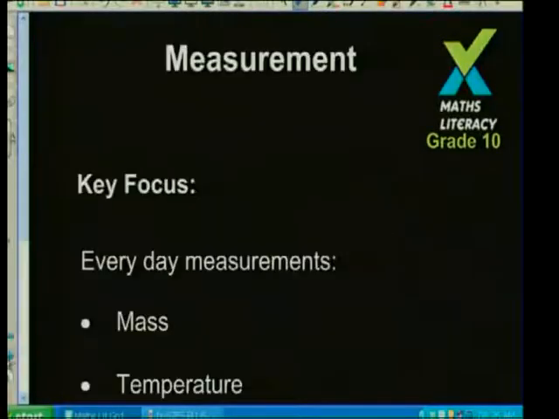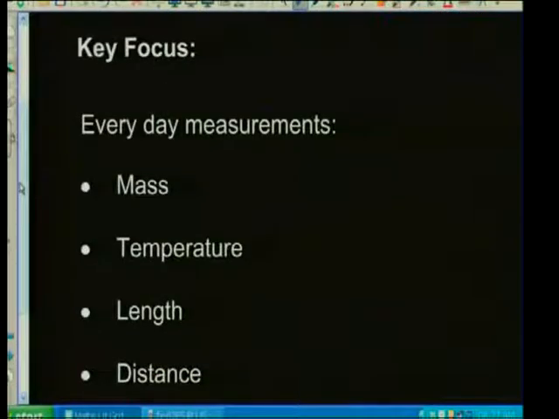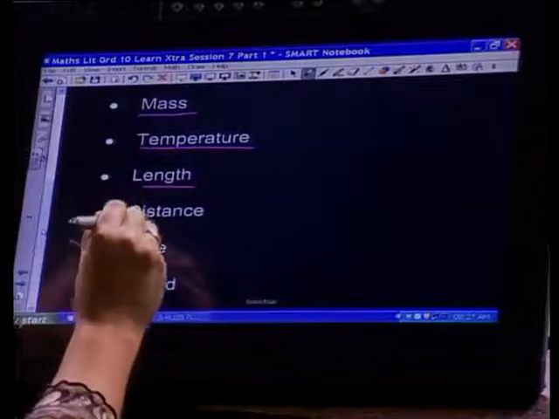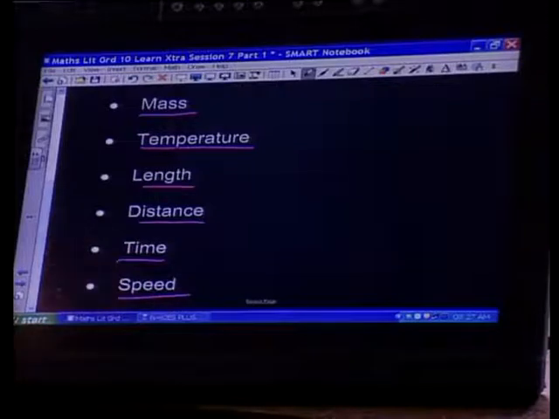Today we're going to be dealing with measurement. So let's take a look at what kind of measurements we're going to be dealing with. Our key focus for today is basically our everyday measurements. They're the measurements that we use on a daily basis, and we really don't even realize that we're using the maths every day. So those include mass, temperature, length, distance, time and speed. Those are the few measurements that we're going to be dealing with today, and honestly we're just going to take it step by step, slowly, and just discuss the measurements that we see every single day.